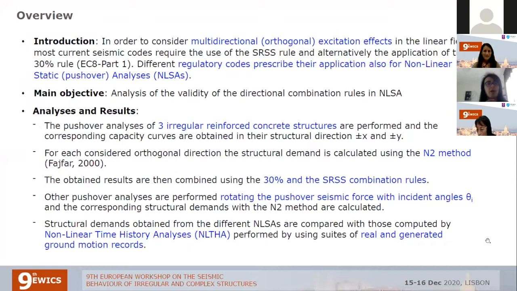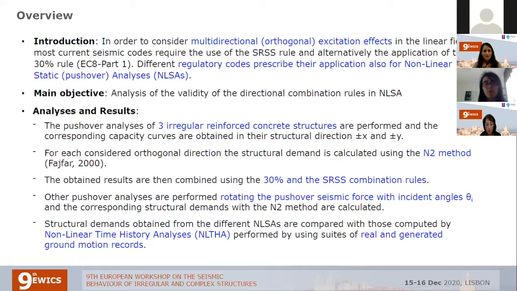In order to consider multidirectional excitation effects in the linear field, most current seismic codes require the use of the SRSS rule, and alternatively, the application of the 30% rule, according to, for example, Eurocode 8. The different regulatory codes prescribe their application also for nonlinear static pushover analysis. So the main objective of this work is to evaluate the validity of the combination rules.